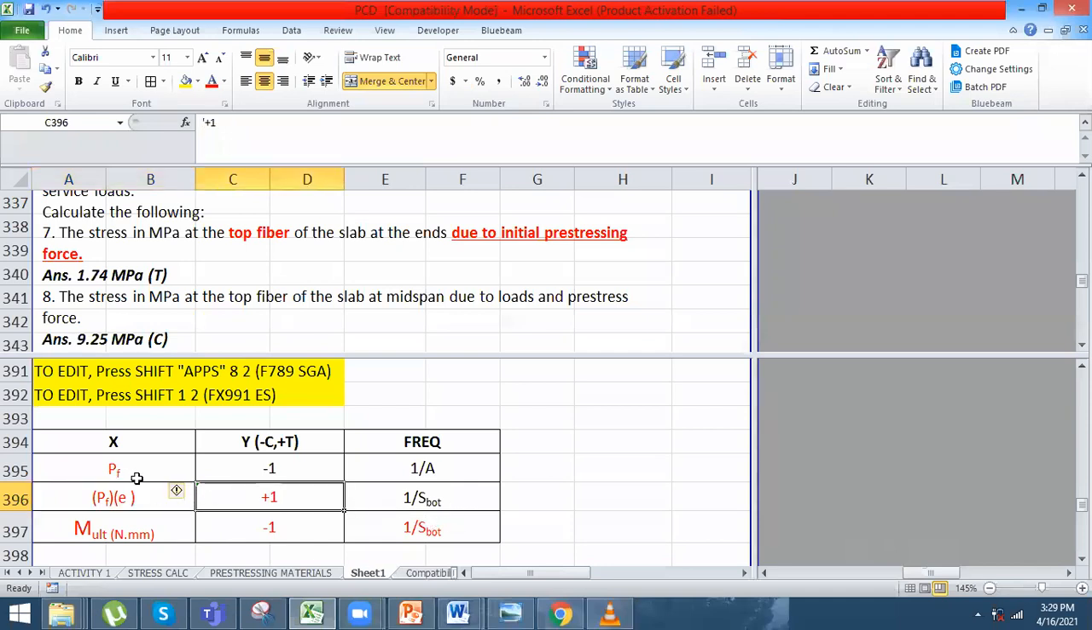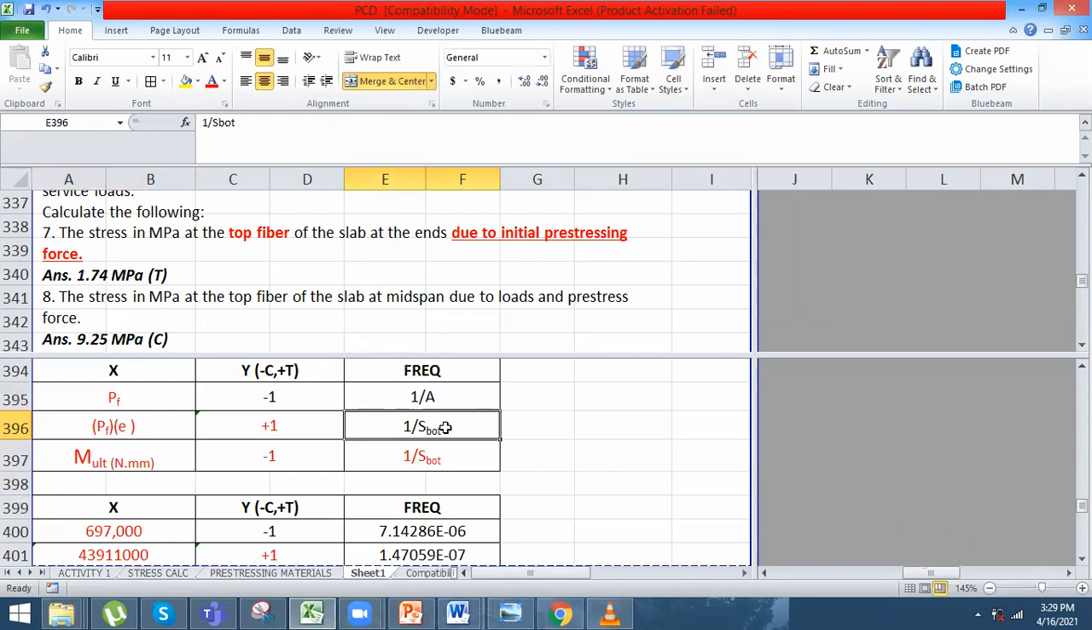Okay, so final pre-stressing force yung gagamitin natin yan guys. That is 85% of the initial pre-stressing force. Okay, so that is frequency. Ito, that is 1 over S bottom na because yun yung available na data na meron tayo. Dito naman, M ultimate in newtons millimeter. Then, sa B analysis, yung gravity loads, pag in-analysis natin yung top fiber, okay, that is negative stress yung makuha natin sa top fiber. So that is negative 1.